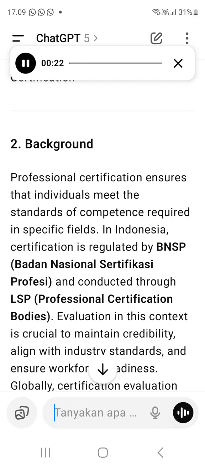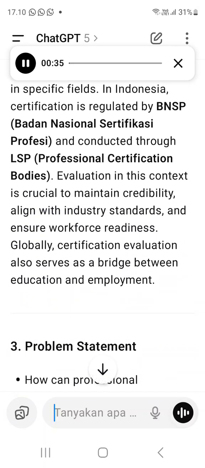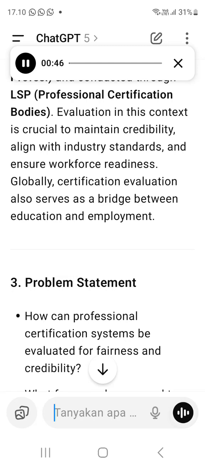2. Background. Professional certification ensures that individuals meet the standards of competence required in specific fields. In Indonesia, certification is regulated by BNSP, Badan Nasional Sertifikasi Profesi, and conducted through LSP, professional certification bodies. Evaluation in this context is crucial to maintain credibility, align with industry standards, and ensure workforce readiness. Globally, certification evaluation also serves as a bridge between education and employment.